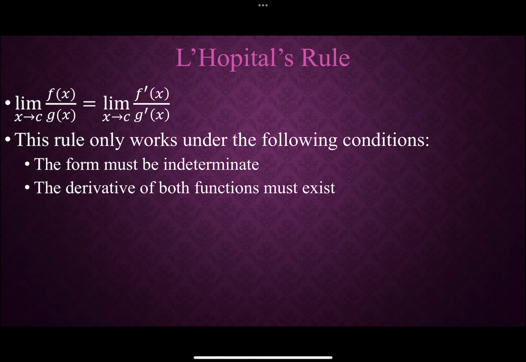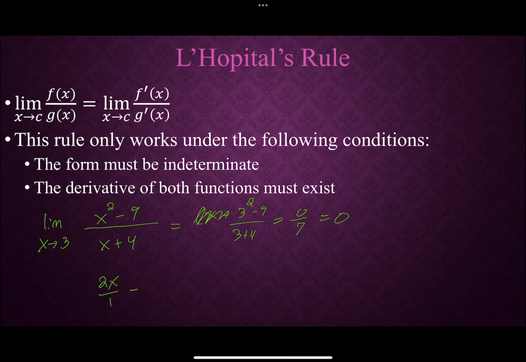So like if, for example, I have the limit as x approaches 3 of x squared minus 9 over x plus 4. If you were to substitute into this, we'd have 3 squared minus 9 over 3 plus 4. We'd get 0 over 7, which is supposed to be 0. If you tried applying L'Hopital's rule, taking the derivative would give you 2x over 1. So it'd be 2 times 3, which is 6. Those are not the same thing. Okay? So this rule only applies if it's indeterminate.